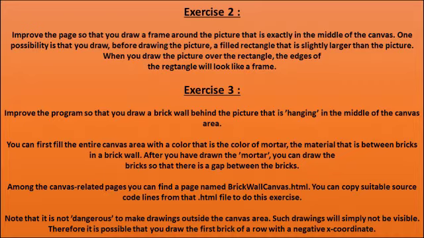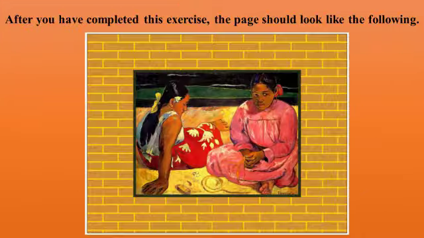Among the canvas-related pages you can find a page named brickwallcanvas.html. You can copy suitable source code lines from that .html file to do this exercise. Note that it is not dangerous to make drawings outside the canvas area. Such drawings will simply not be visible. Therefore it is possible that you draw the first brick of a row with a negative x coordinate. After you have completed this exercise, the page should look like the following.